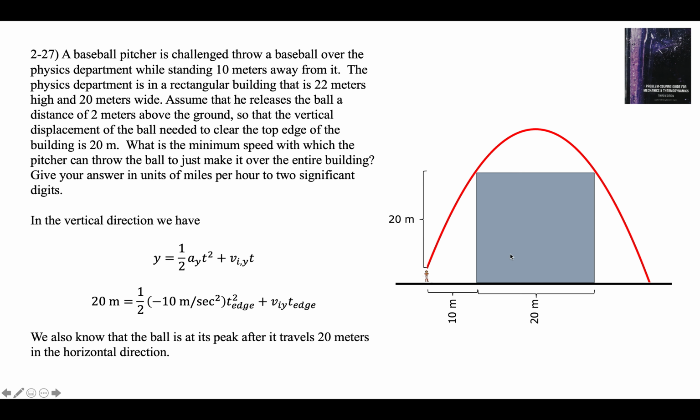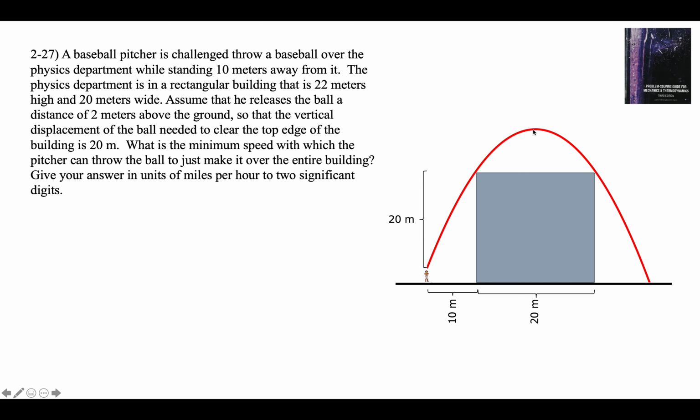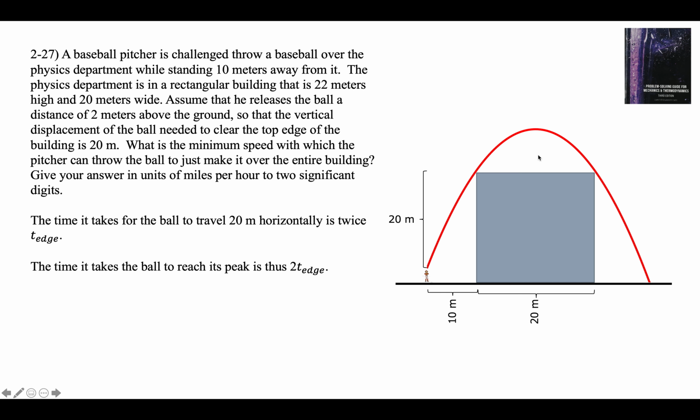So we know the ball is at its peak after it travels 20 meters in the horizontal direction, right in the middle of the building. The building's 20 meters wide, halfway is 10 meters. The pitcher is 10 meters away. So after traveling 20 meters horizontally, the ball is at its peak. The time it takes for the ball to travel 20 meters horizontally is twice the time it takes to travel 10 meters horizontally, because the speed in the x direction does not change. So the time it takes to get to the peak is 2 t sub edge.